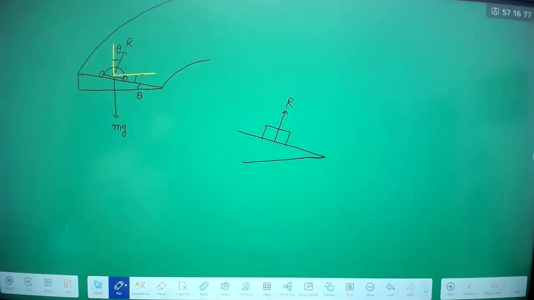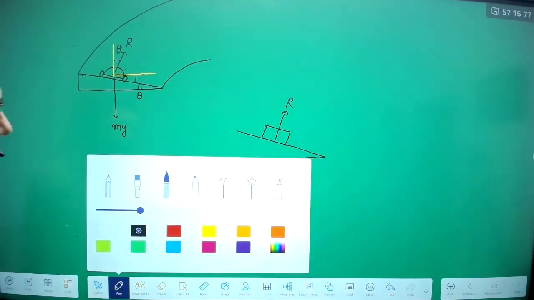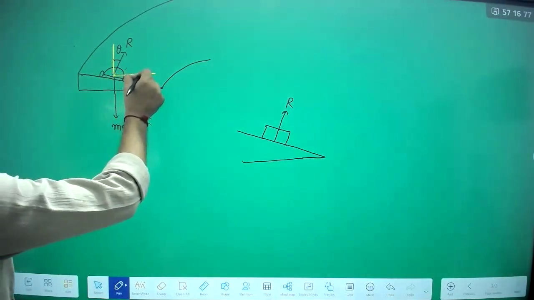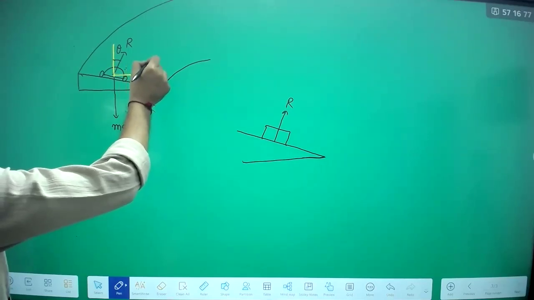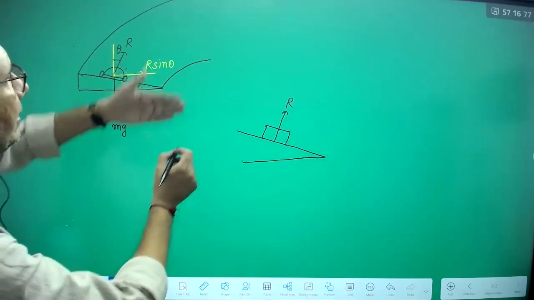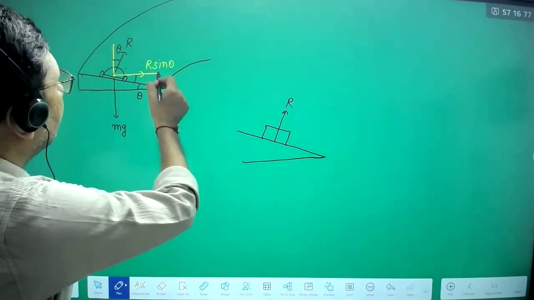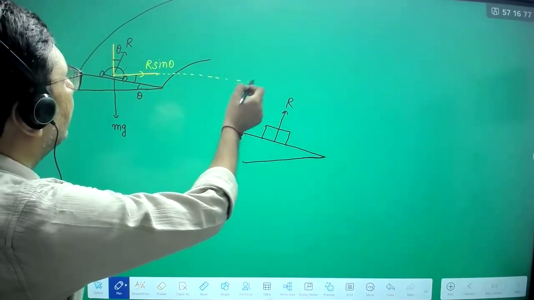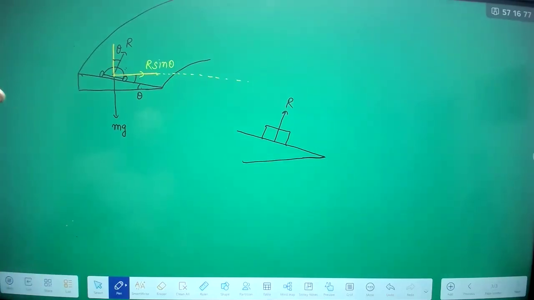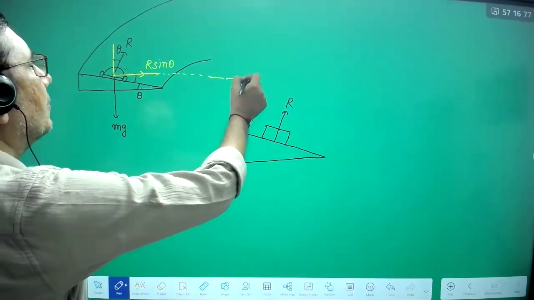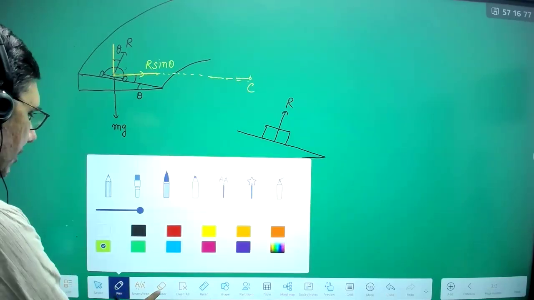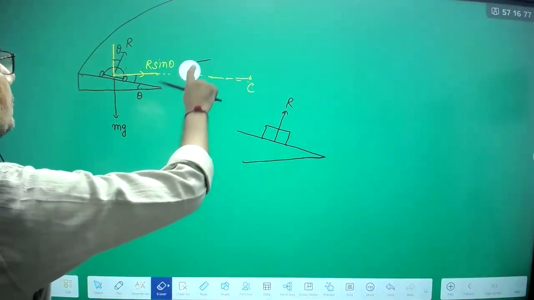Now you can resolve this R into two components. One component will be here. This will be R sine theta. And what will the direction of this? This is in the radially inward direction. I have not made this diagram very clear. Here, somewhere here, you are going to have the center of curvature. Let me try to make it clearer to you.